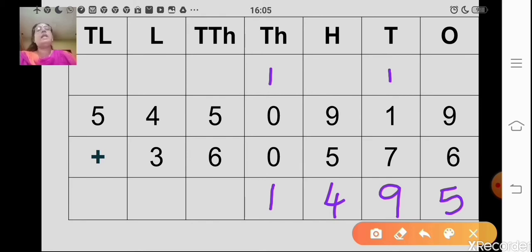Now 5 plus 6 is 11. 1 carry over to the lakh place. Now 4 plus 3 is 7. 7 plus 1 is 8. So in the 10 lakh place it is 5. So your answer is 58 lakhs 11,495. Okay, so this addition sum, with carry over, we have already done.